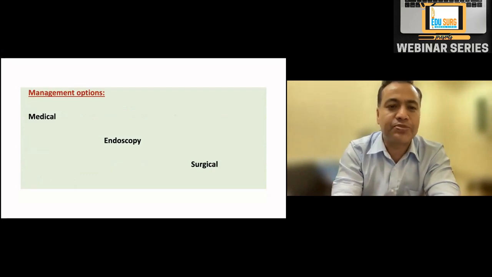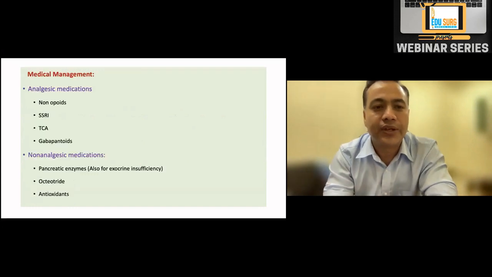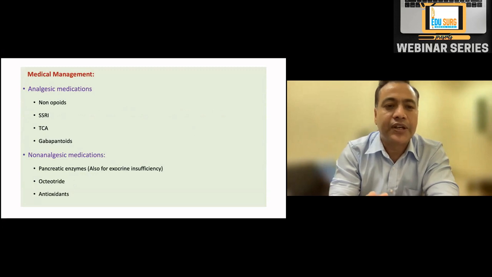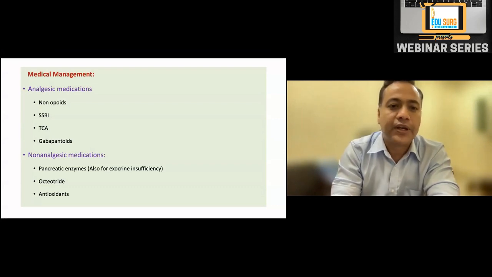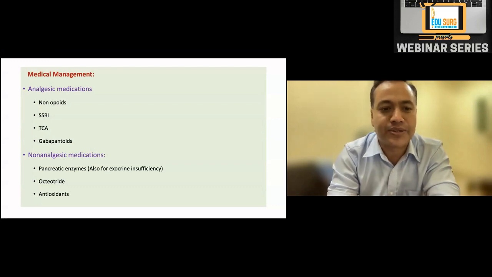So we have various management options: medical, endoscopic, and surgical. I won't be going into the depth of medical management, but it includes various analgesic medications like non-opioids, SSRIs, tricyclic antidepressants, or gabapentinoids. While we choose medical management, it's always necessary to follow the WHO analgesic ladder pattern in order to avoid dependence on opioid medications.